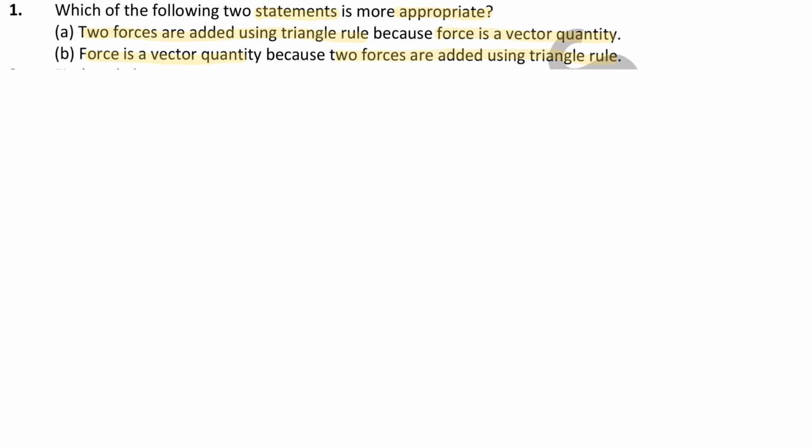Now recall the definition of a vector. A vector has magnitude, direction, and it should obey the law of vector algebra. That is, a vector must be added using the law of vector algebra. So read A and B carefully. Now what will you say? B is more appropriate. It is a vector quantity because forces are added using the triangle law.